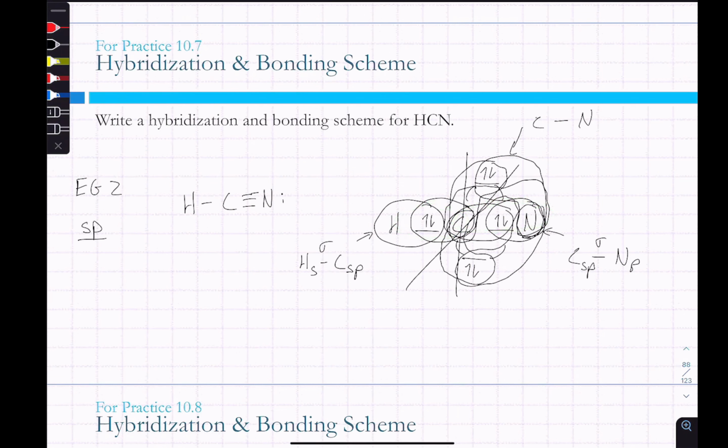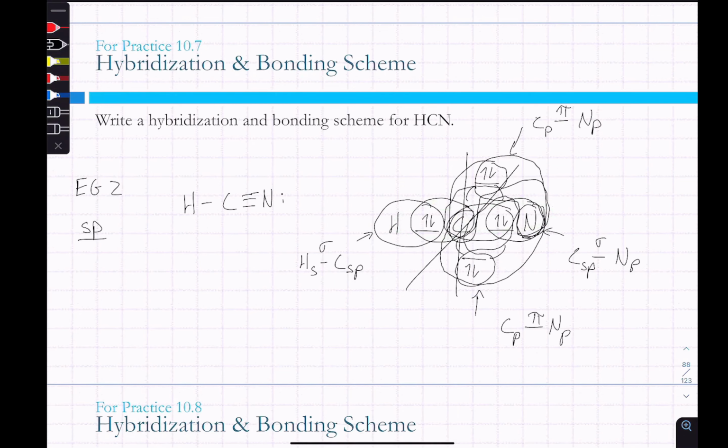So we have some unhybridized orbitals. Just a P by itself. And what about the nitrogen? Also P. That's a pi bond. And then this one is going to be carbon what, nitrogen what? I'm guessing both of them are P. And that's also a pi bond.